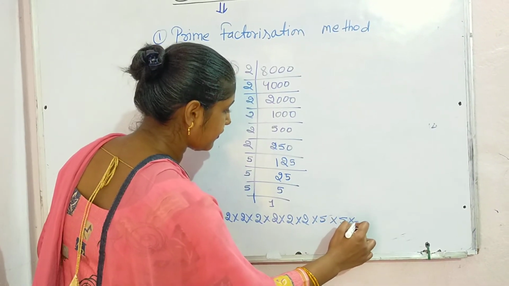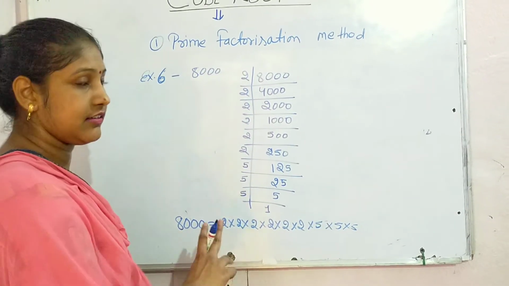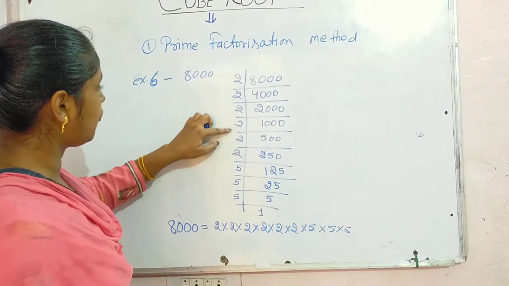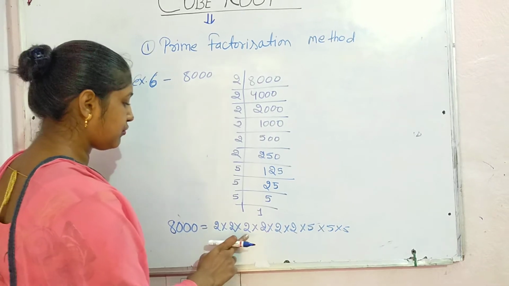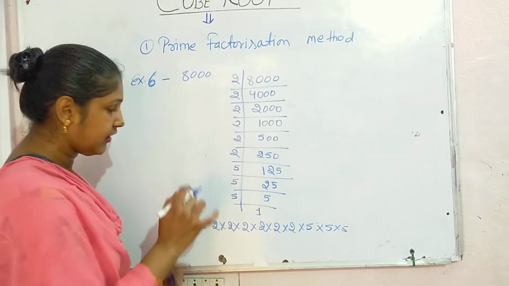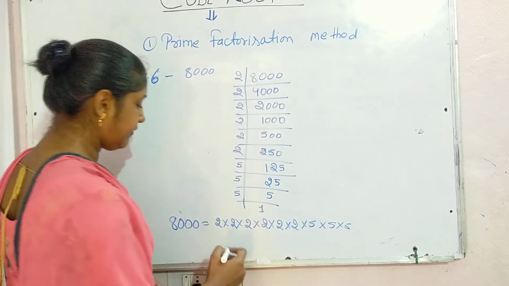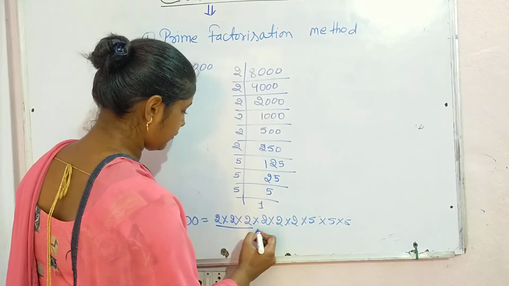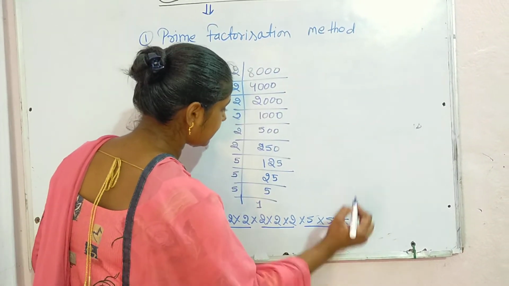So when we factorize, 8000 is equal to 2 into 2 into 2 into 2 into 2 into 2 into 5 into 5 into 5. First we check whether I wrote it correctly or not: 1, 2, 3, 4, 5, 6, and 1, 2, 3, 4, 5, 6. So it is correct. Now we pair them in groups of 3. So this is the first group, this is the second group, and this is the third group.